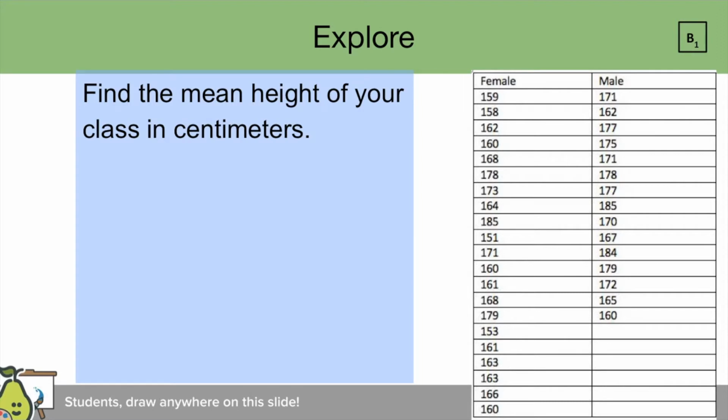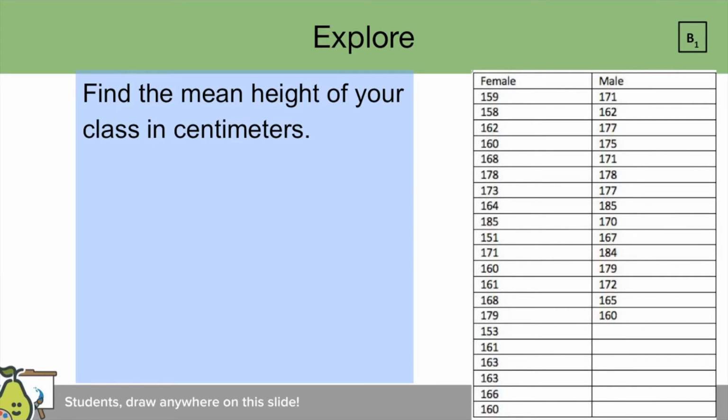For the Explore, slide B was split into 2 parts so that students with disabilities are not overwhelmed with 2 questions on one slide. B1 asks, find the mean height of your class in centimeters. To support students with disabilities, provide them extra processing time, especially since they will need to calculate the mean of 36 numbers. Also allow them the use of a calculator to minimize any calculation errors that may occur during this process.